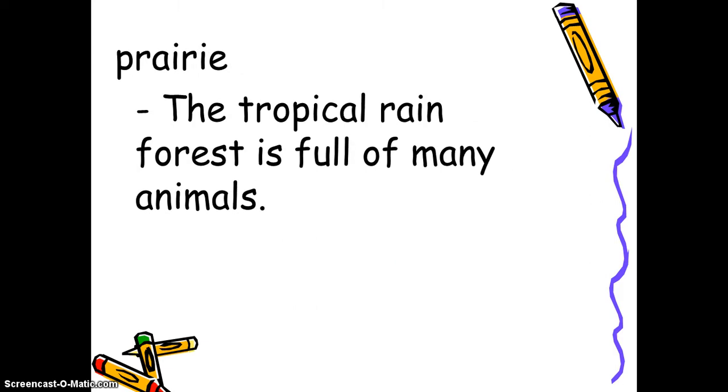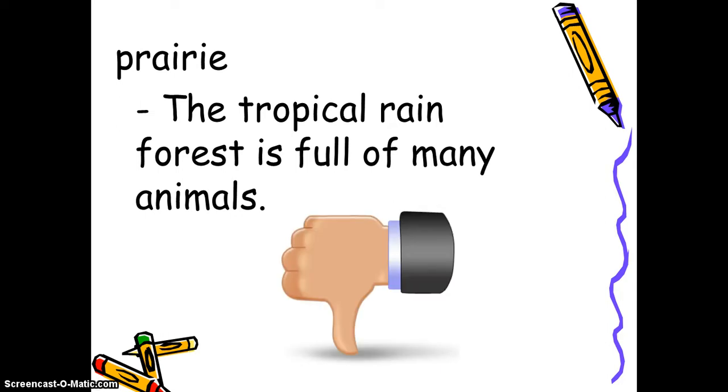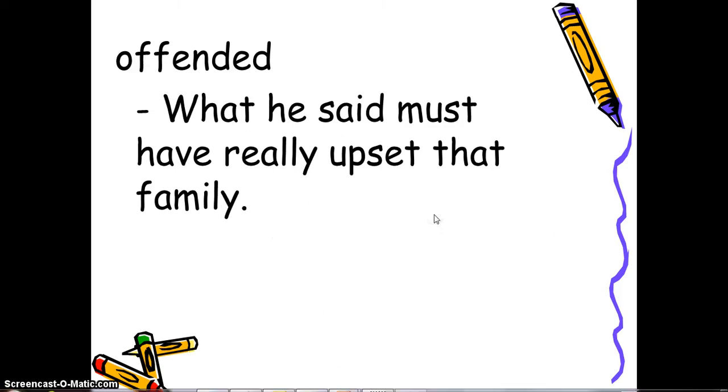What about this situation? The tropical rainforest is full of many animals. Does that work with prairie? Thumb up if yes, thumb down if no. Well, we know that a prairie is not actually a forest, and definitely not a tropical rainforest. It's more a flat or somewhat flat, grassy, treeless land. Tropical rainforest has plenty of trees.